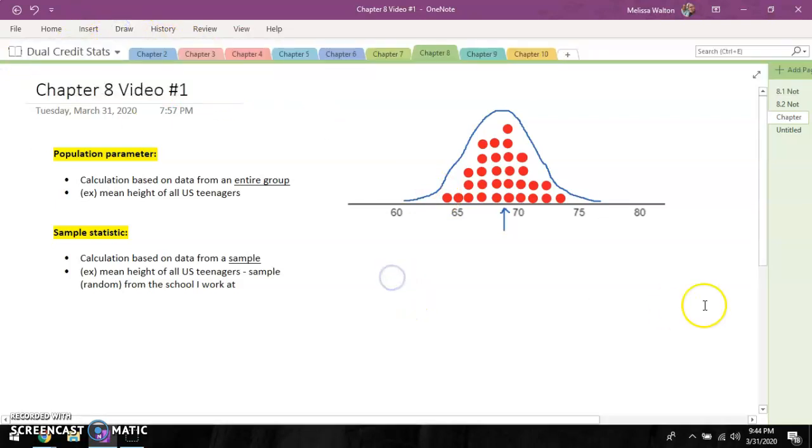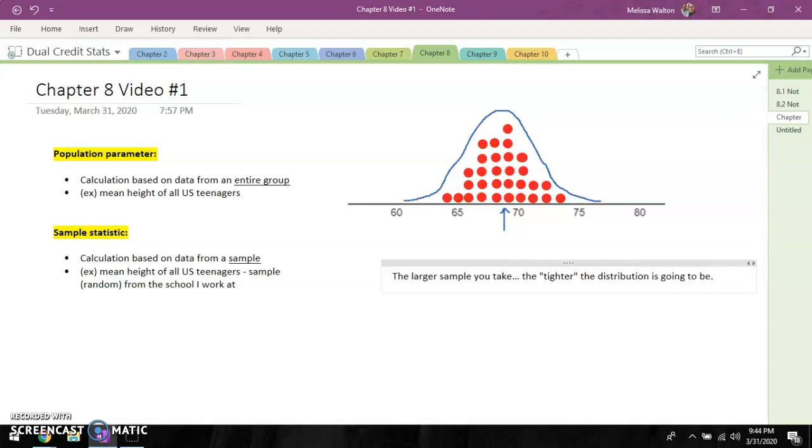So I'm going to go ahead and write that. The larger sample you take, the tighter the distribution is going to be. Now let's go ahead and turn those into mathy terms. If I'm talking about the stretch of a normal distribution, that means that my larger sample is going to be a smaller standard deviation. So the larger my sample, the smaller my standard deviation is.